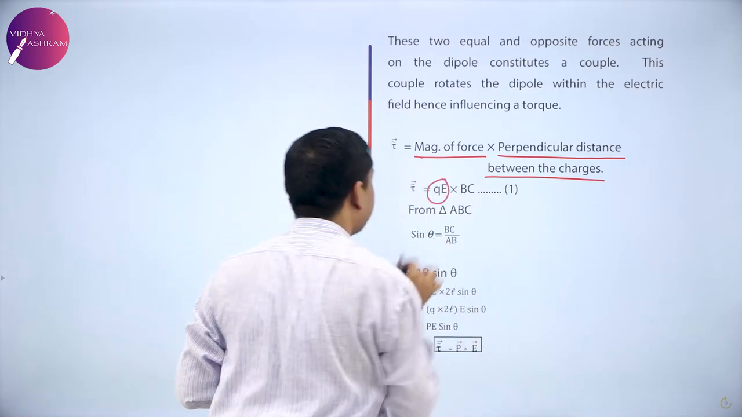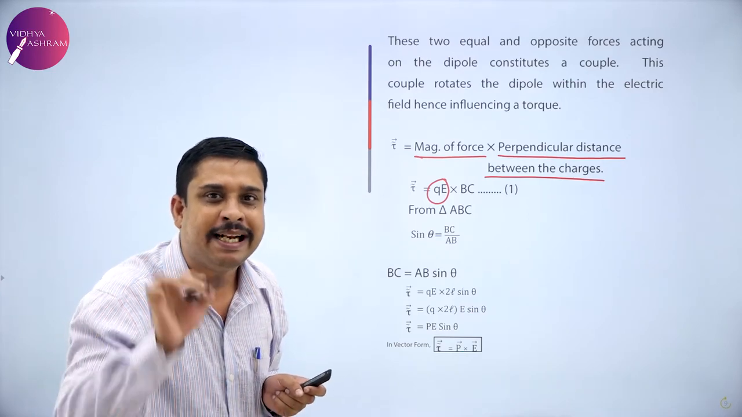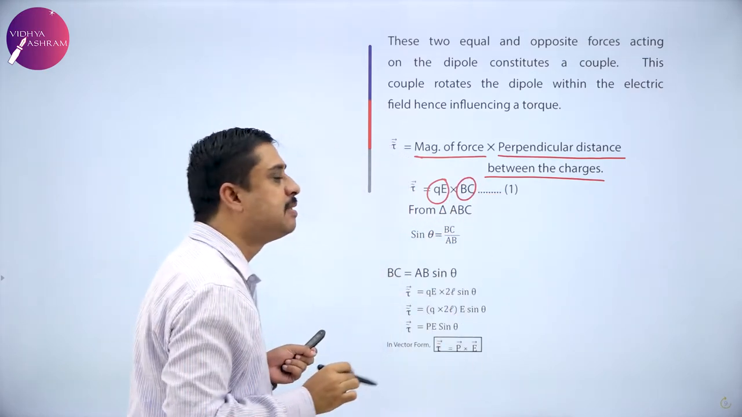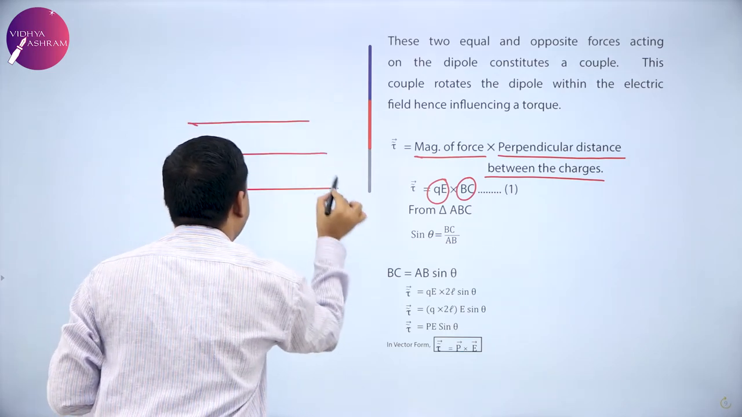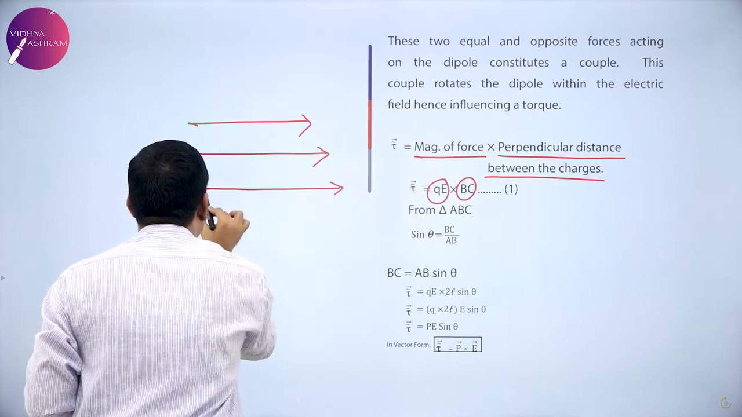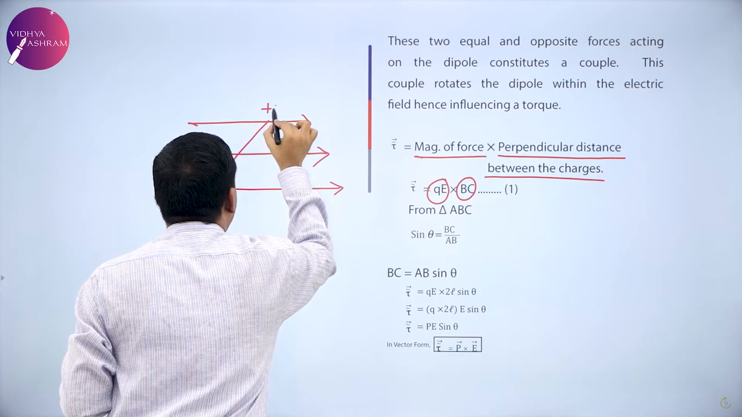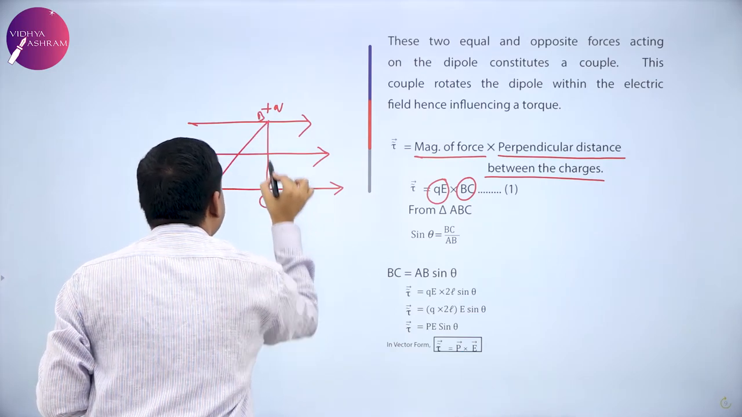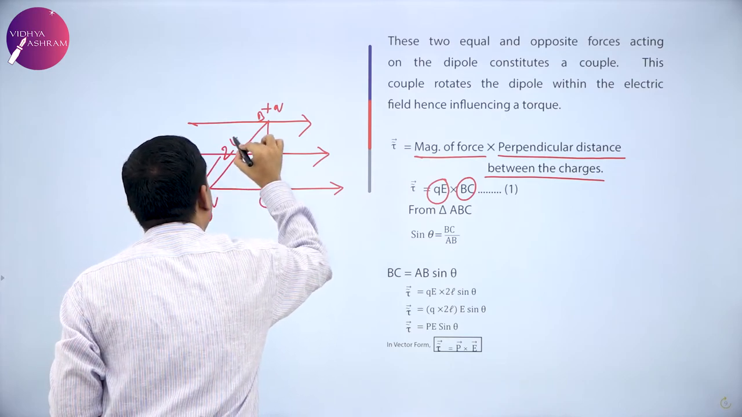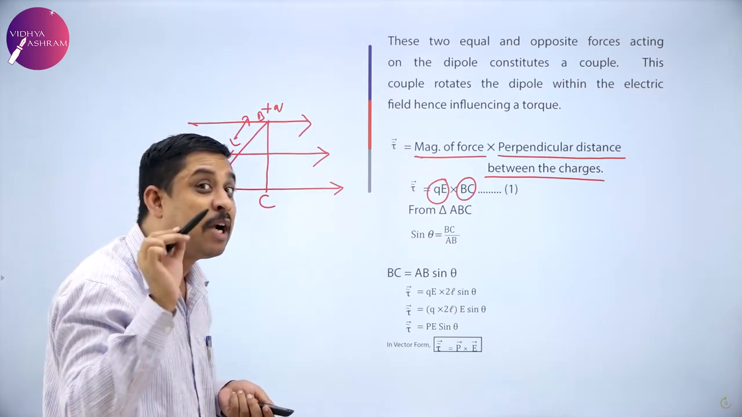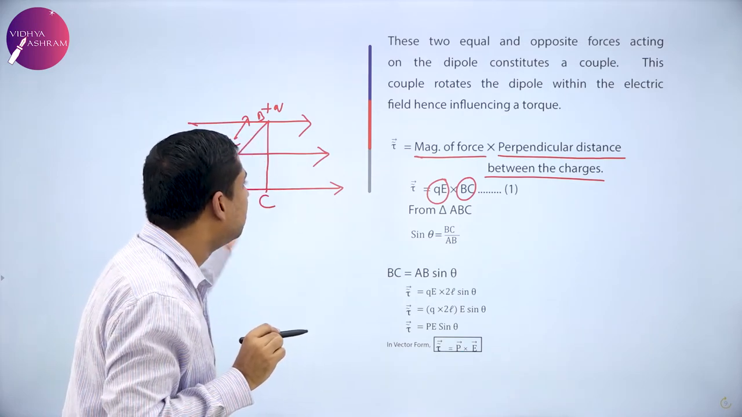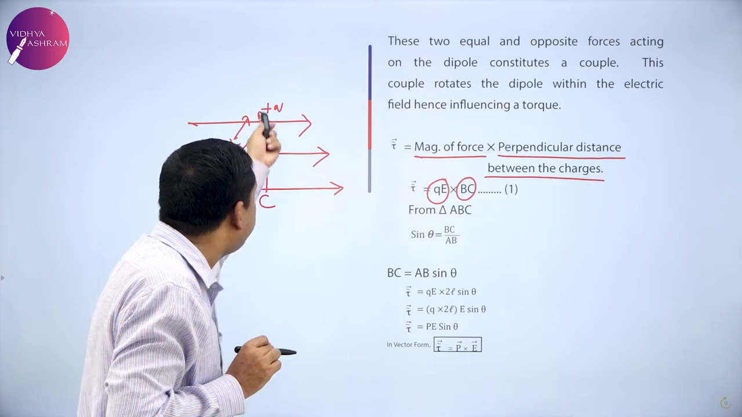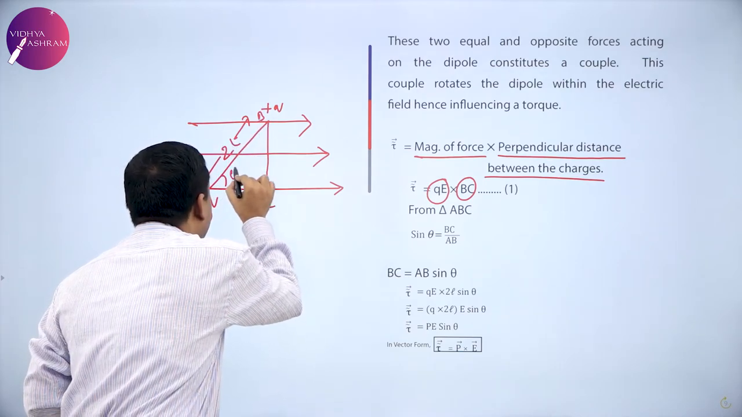So, QE into, in the diagram, what was the perpendicular distance between the two charges? It was BC. So, very clearly, this was the electric field. Here I had minus Q, here I had plus Q. You call this point A, and this was the point B. This is the perpendicular distance between B and C. What was 2L? That was the dipole length, the distance between the two charges. So, this is the perpendicular distance between the two charges, and somewhere we call this theta.